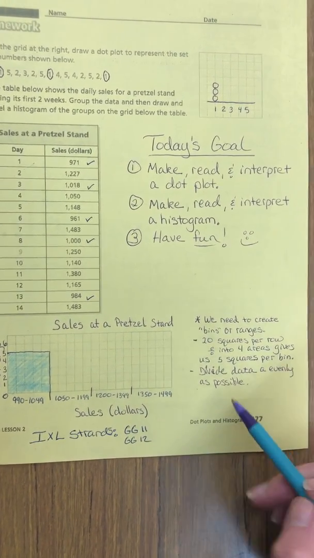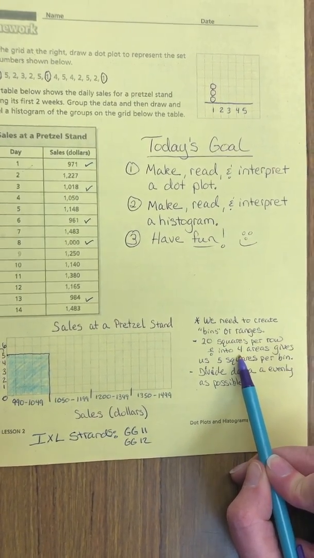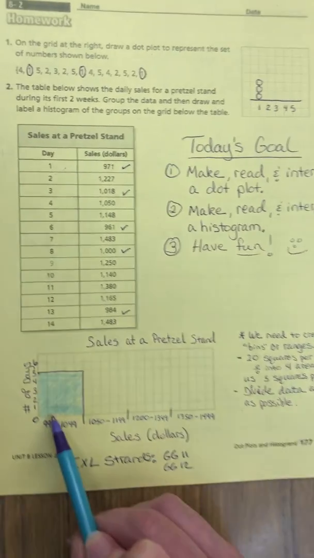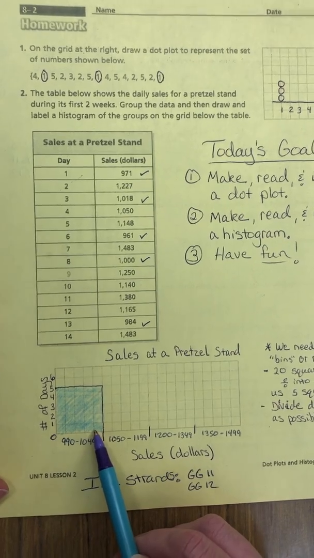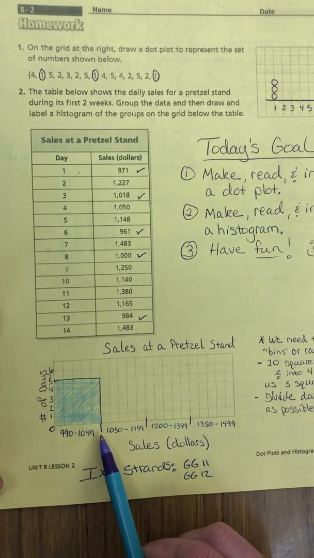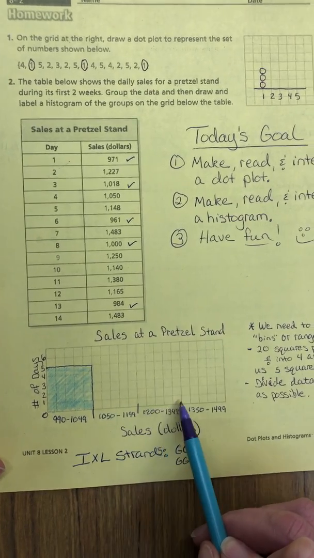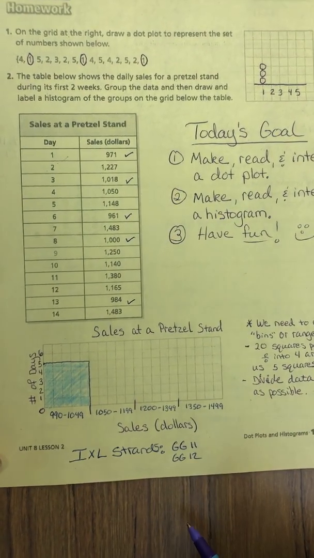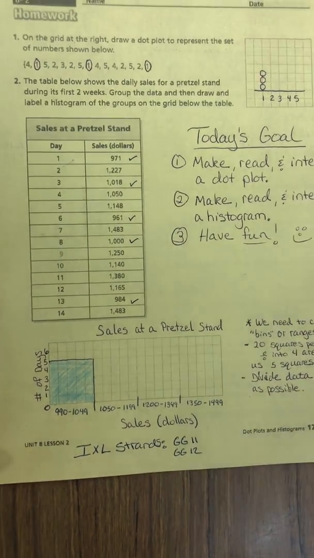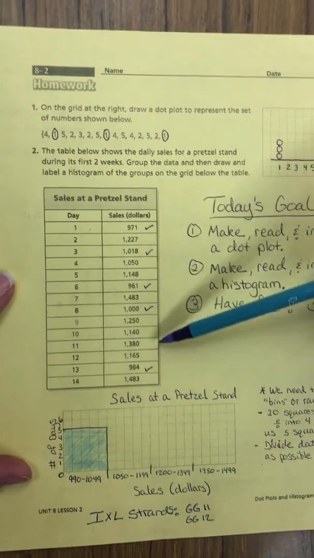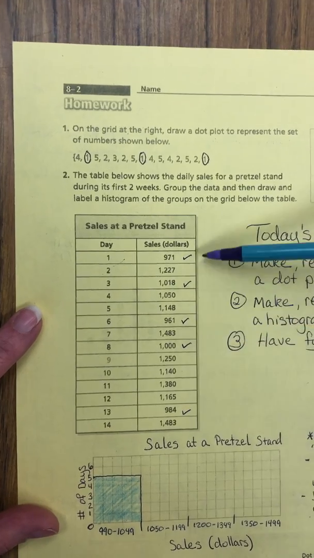I made the decision to divide it by 4, which gave us 4 bins, but each bin is 5 squares wide. Does that make sense? So I counted 5 squares, drew a line. 5 squares, 5 squares, 5 squares. Okay? Then, what does each square represent, Mr. Rosa?